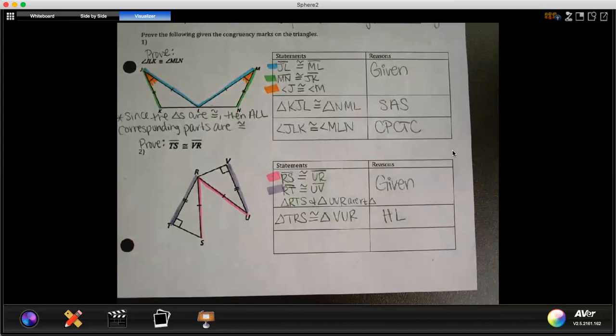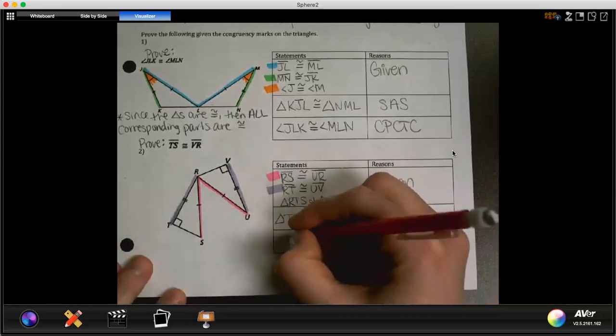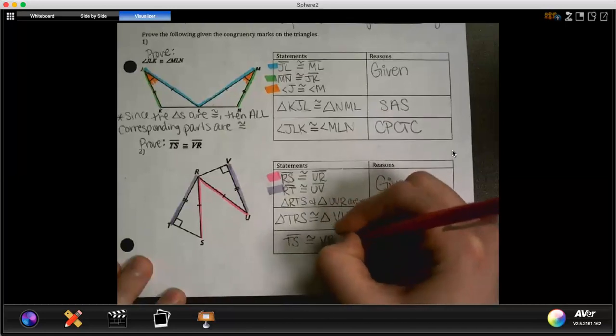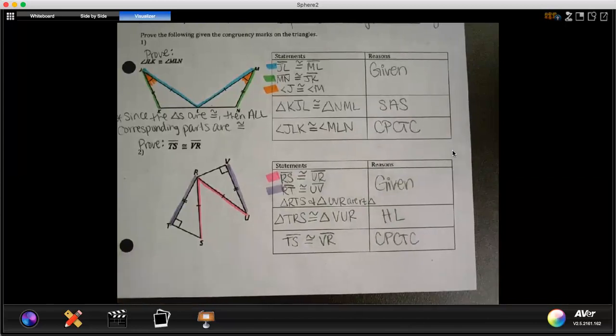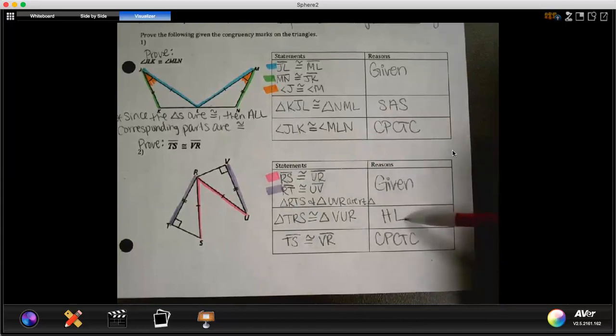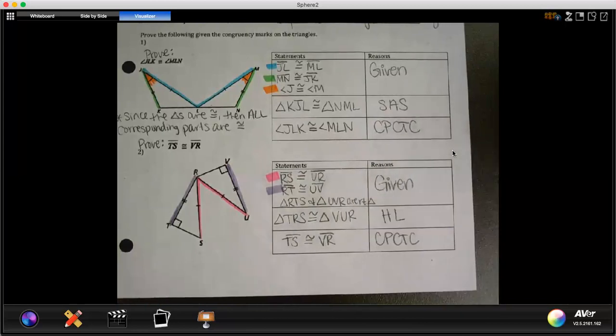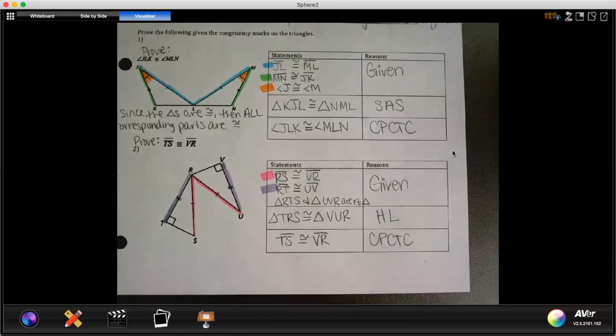Now again, once you've proven the triangles are congruent, you can prove anything else is congruent as long as it's corresponding. And in this case, we want to prove that TS is congruent to VR, and we can prove that by CPCTC. Okay, so again, anytime you're talking about hypotenuse leg, you always have to make sure that you talk about them being right triangles, not just simply about the right angles themselves, but that they are right triangles anytime you're using hypotenuse leg. And again, we're focusing on that CPCTC, which really just adds one extra step on all the proofs that we've done so far.